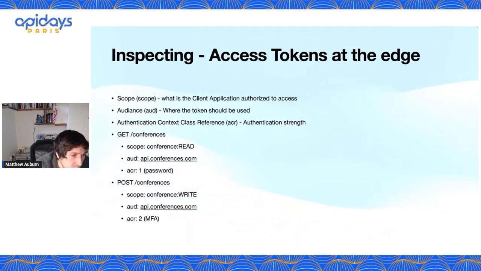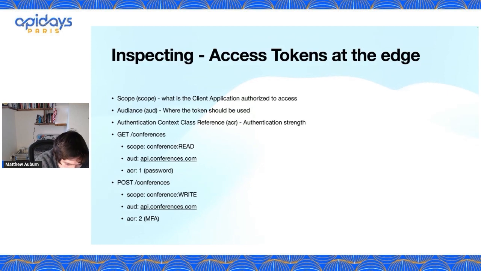So we may say, well, if you can call the conference's endpoint and you've got ACR 1, you've just used a password, that's fine. But if you wanted to create a new conference, let's just say if you were organizing API Days and you wanted to create a new conference in API Days Japan 2025, well, we want to be very sure about who you are. So therefore, that person may need to use a higher level of authentication to be very sure about who they are. And there's a specification all about step-up authentication in OAuth2. Cool. And again, if you didn't have that, you would then reject that at the edge.